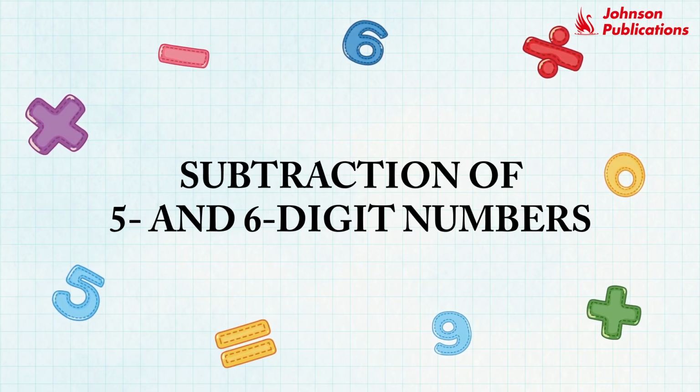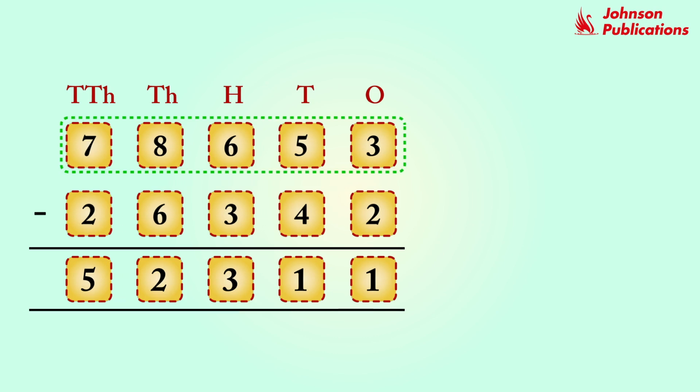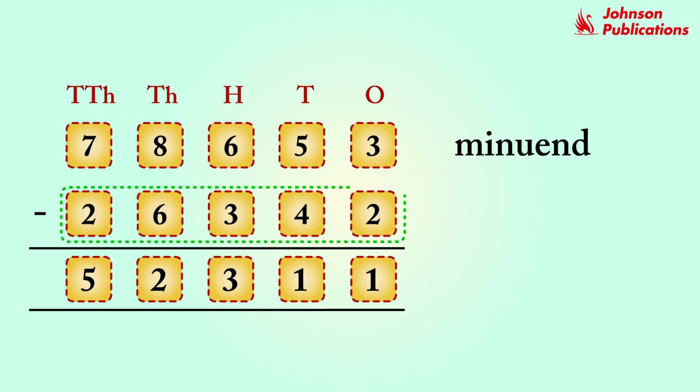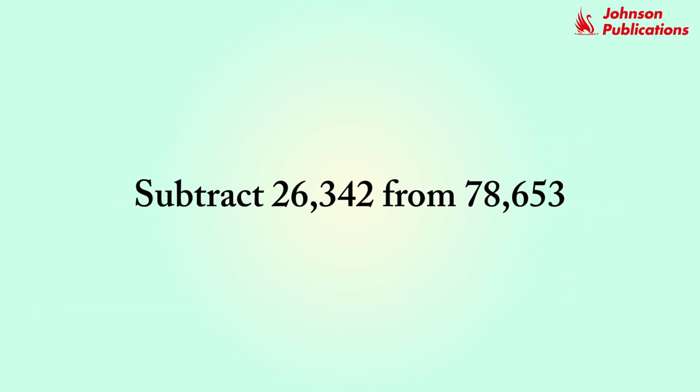Subtraction of 5 and 6-digit numbers. The larger number in subtraction is called the minuend. The number which is subtracted is called the subtrahend. The result of subtraction is called the difference of the given numbers. Let us subtract these numbers.